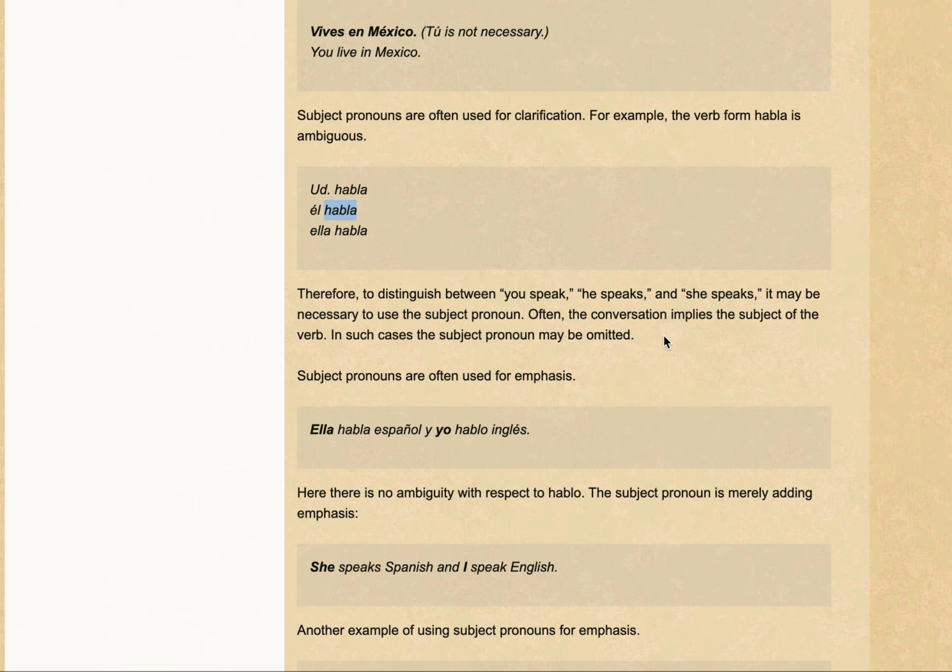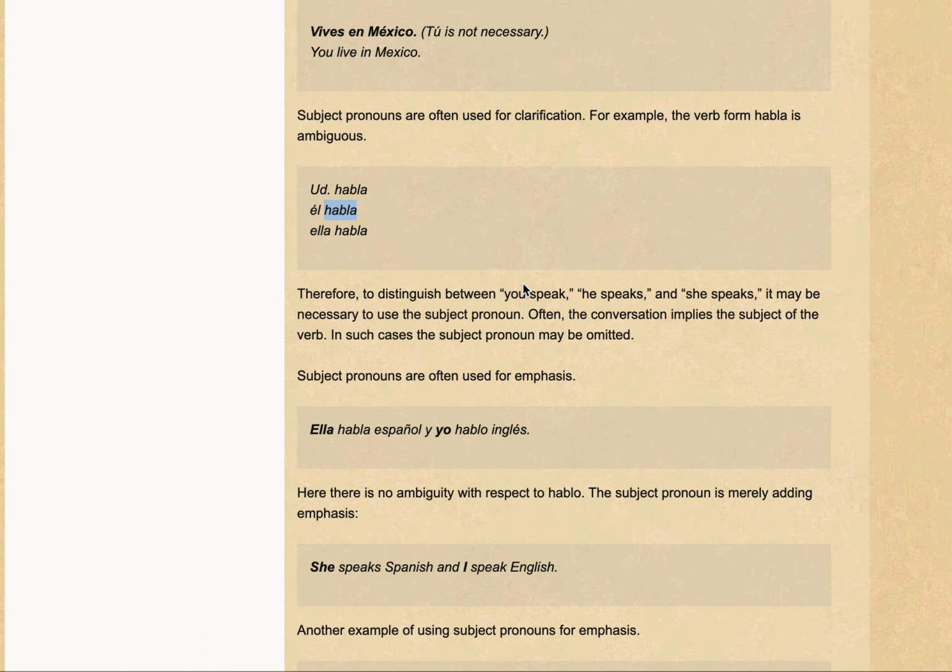Often, the conversation implies the subject of the verb. In such cases, the subject pronoun may be omitted. So, let's continue with this in the next video.